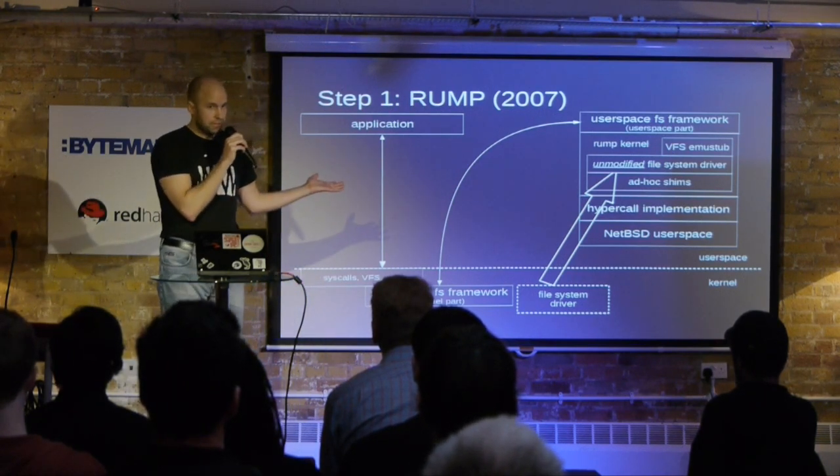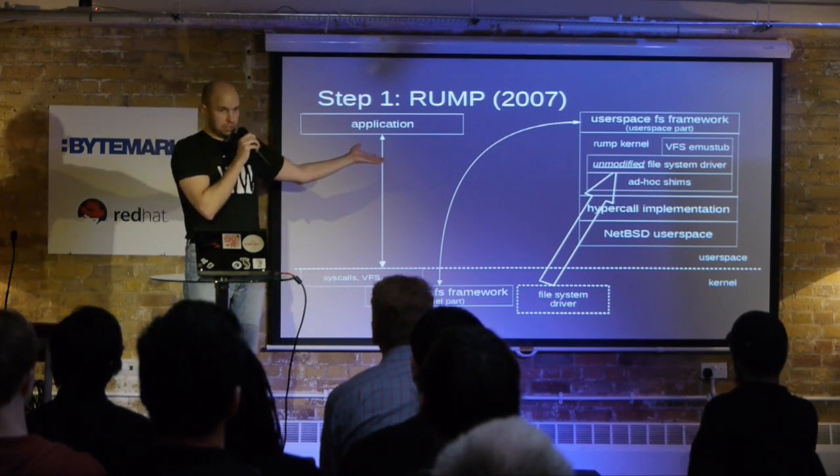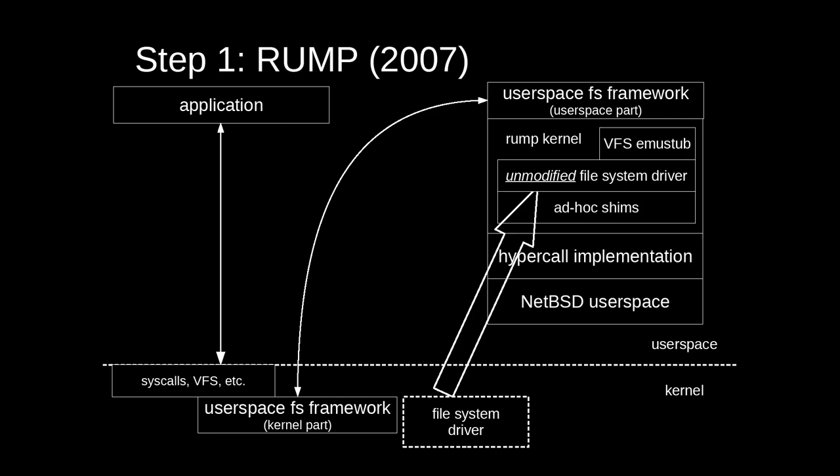So it wasn't maintainable. I mean, someone would change something else in the kernel outside the file system, and then my shims would break. Okay, so I couldn't live with it.